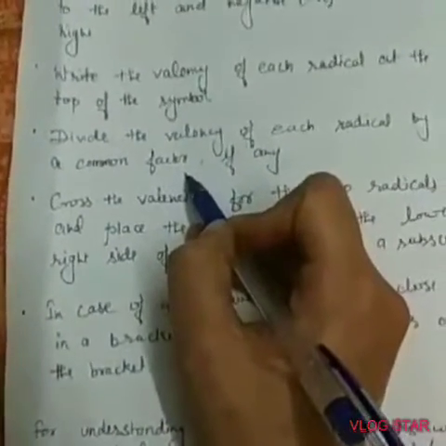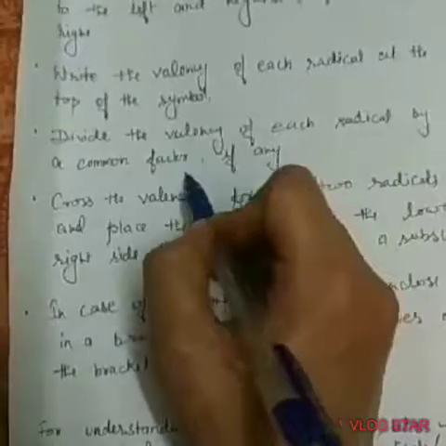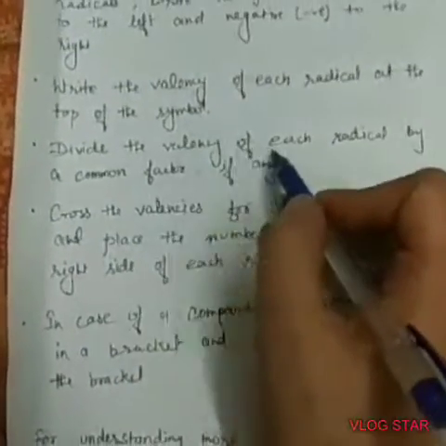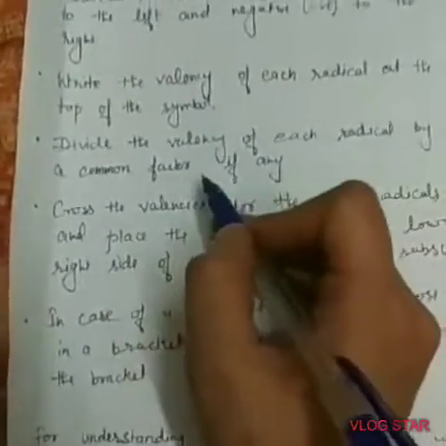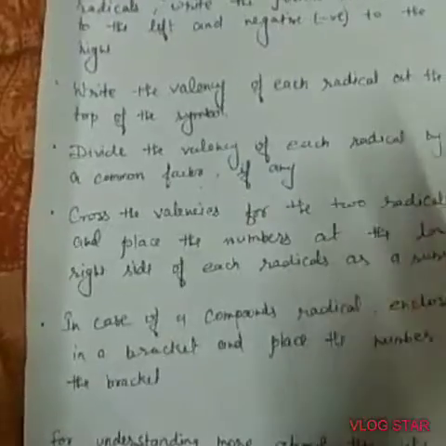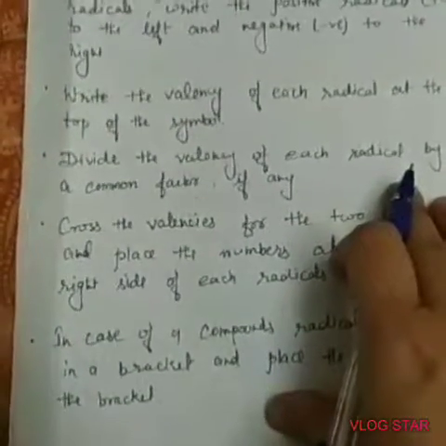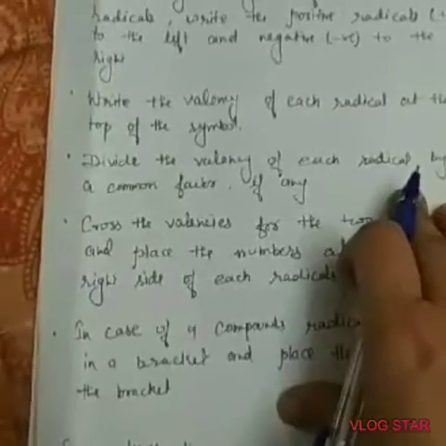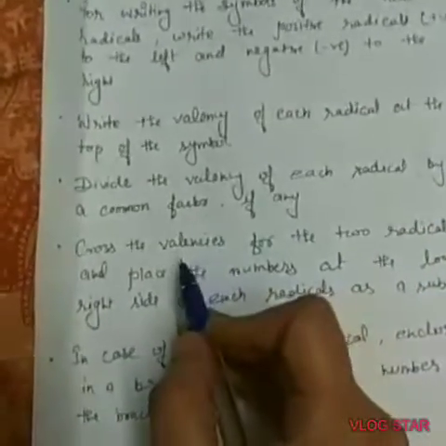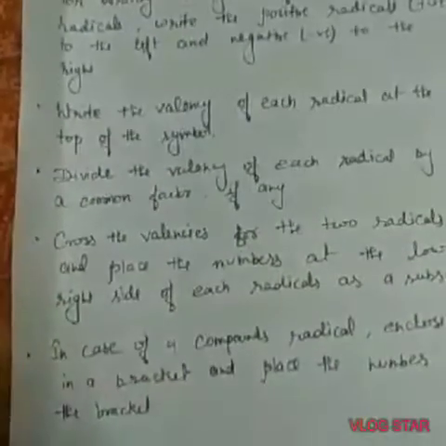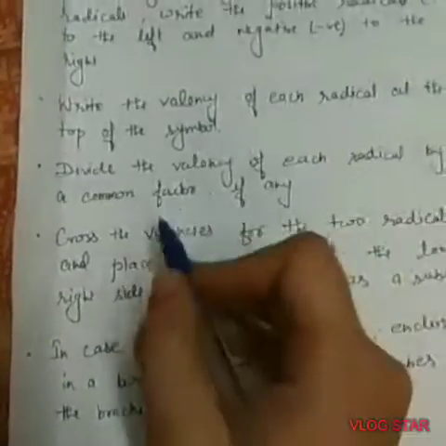If two elements have the same valency, what do we have to do? We have to divide the valency of each radical by a common factor, if any. Suppose both elements have valency 2; we have to divide with 2. If they don't have the same valency, ignore this point.